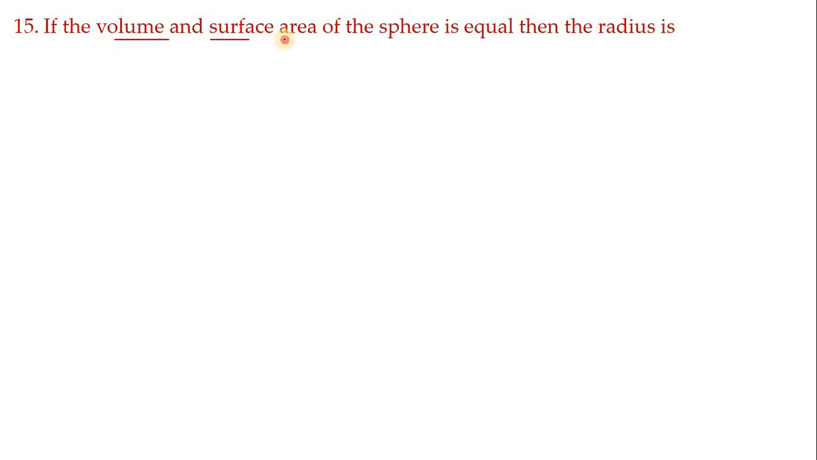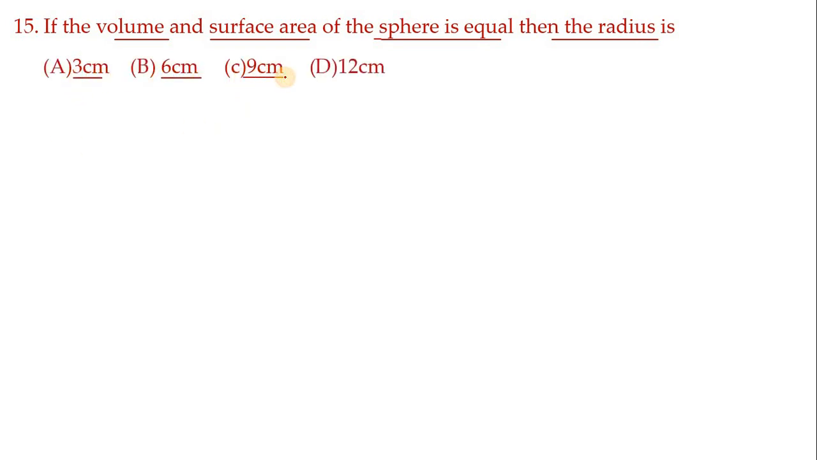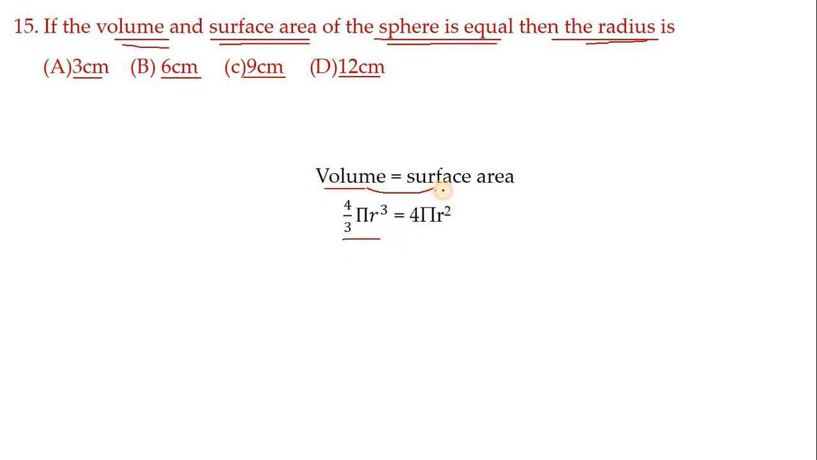If the volume and surface area of sphere is equal, then the radius is. Given options are 3 centimeter, 6 centimeter, 9 centimeter, 12 centimeter. See here volume as well as surface area of sphere are equal. We wanted to find the radius. So let us take volume of sphere equals surface area. Volume of sphere formula is 4 by 3 pi r cube. Surface area of a sphere formula is 4 pi r square.